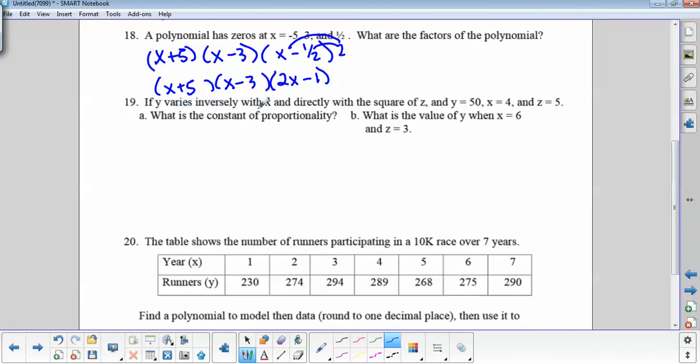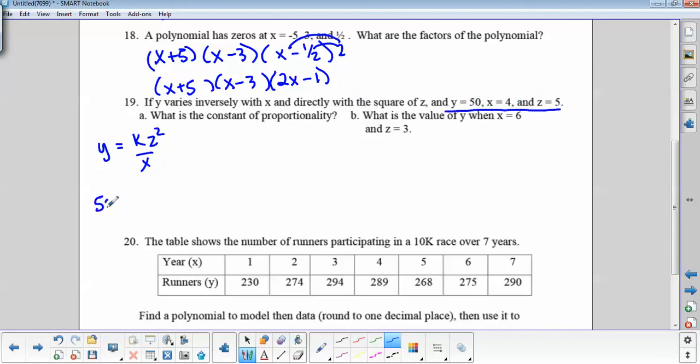Alright, y varies inversely with x and directly with the square of z. So inverse variation is y equals k over x. Direct variation would be k times the square of z. So you can have both of those in the same equation. Direct is k times, inverse is k over. So now we're going to substitute these numbers in to find k.